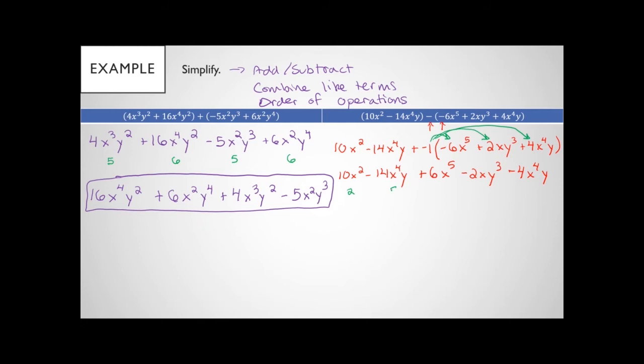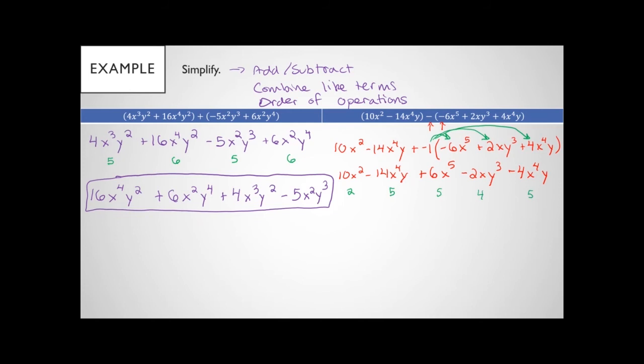Make that a better looking 5. That's not a better looking 5. I just lost my y. Erased too much. There we go. Next, 6x to the 5th, so that is also degree 5. Then I have minus 2xy cubed, so that x is considered degree 1. So this whole thing will be a degree 4 because it's 1 plus 3. And then I have minus 4x to the 4th y. The y is considered a 1, so that's going to be degree 5.